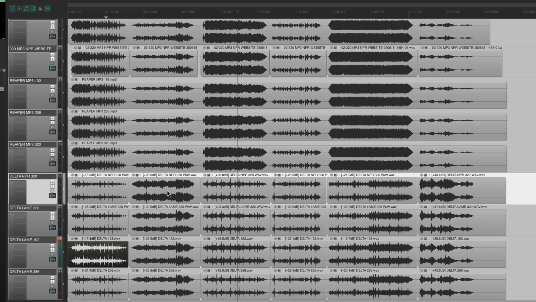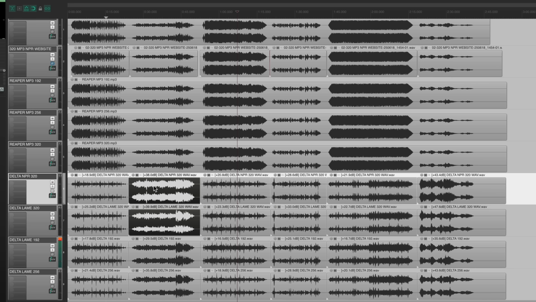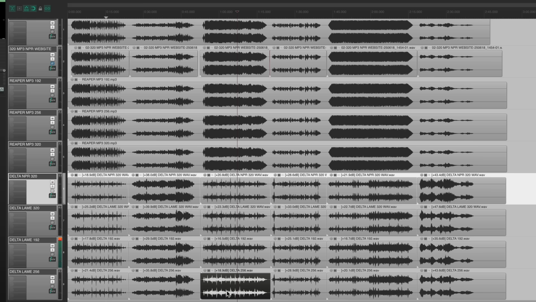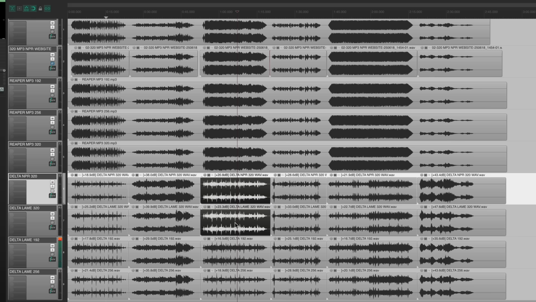This one looks slightly less dramatic. So the NPR one was boosted up just about 2 dB. There's still 2 dB difference, but that one seems to be slightly less dramatic there, maybe because there's slightly less transient information there. We've got this next one. What is that? That's like 3 dB difference or something. That seemed to be slightly more successful than the 256, but it's definitely not as good as the 320 either.